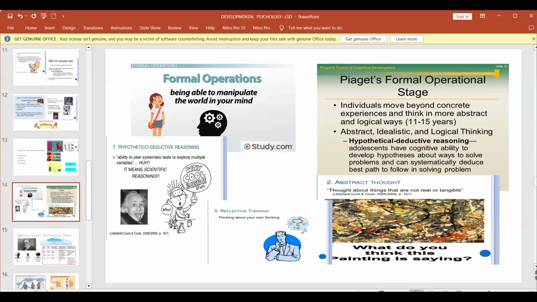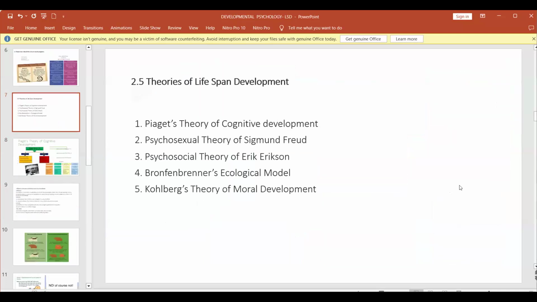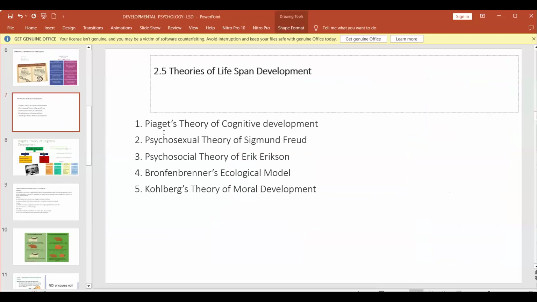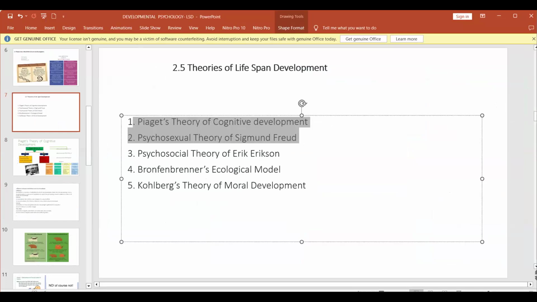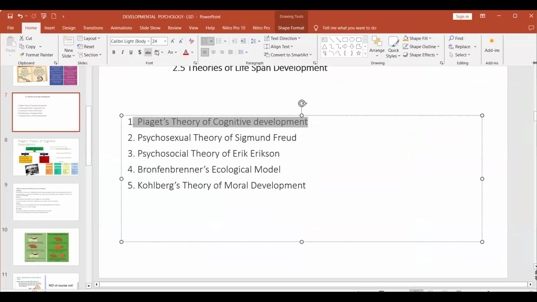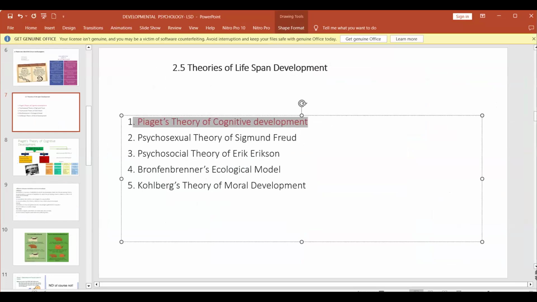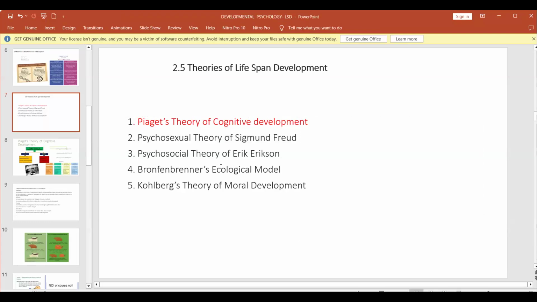Now we go to the second theory. Now look at these theories of lifespan development. We finish our discussion on Piaget's theory of cognitive development. That is done. What is next? Psychosexual theory of Sigmund Freud. So we are going to do that now.